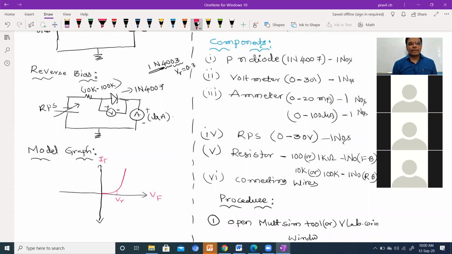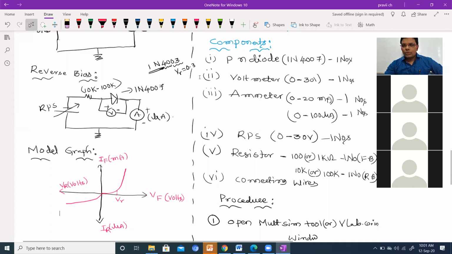This is in milliamperes and this is in volts. IR, reverse current, in microamperes. VR in volts. And this is the graph. Model graph.